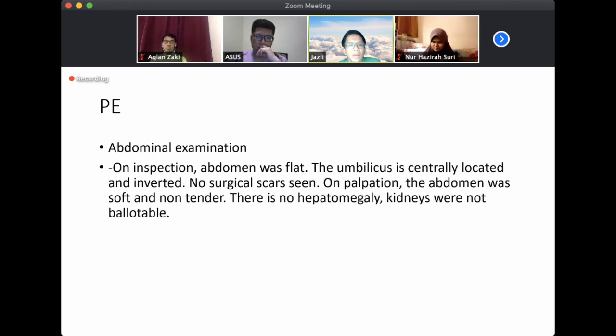On abdominal inspection, the abdomen was flat, the umbilicus is centrally located and inverted. There's no surgical scar seen. On palpation, the abdomen was soft and not tender. There is no hepatomegaly. The kidneys were not palpable.